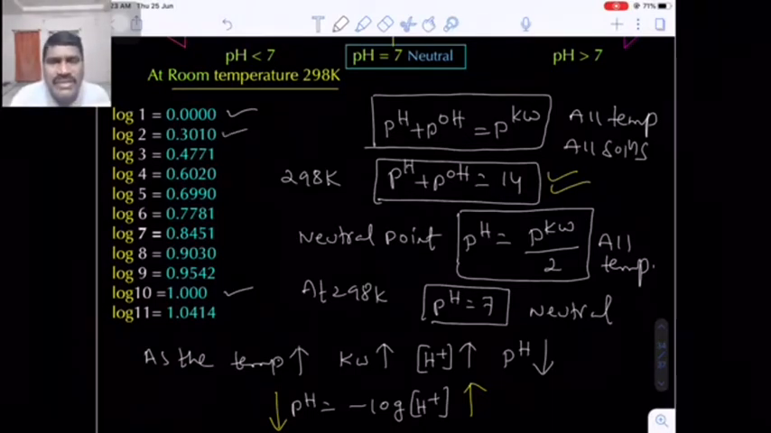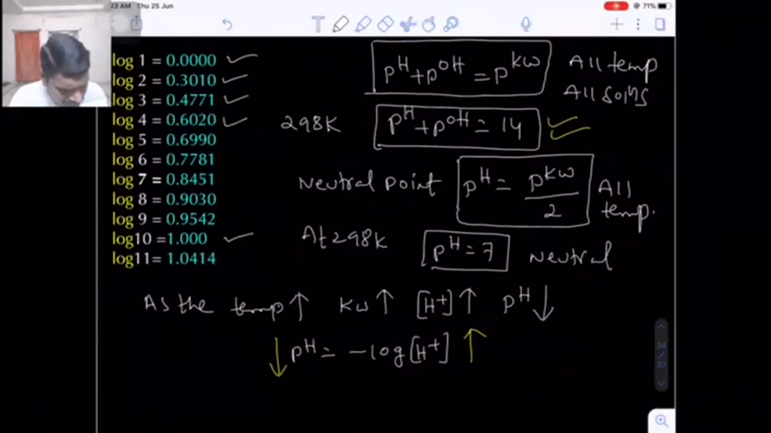Log 2 value is what? 0.3010. Next, log 3 value is 0.4771. Next, log 4 value is 0.6020.